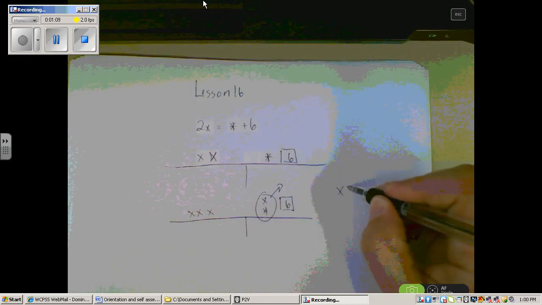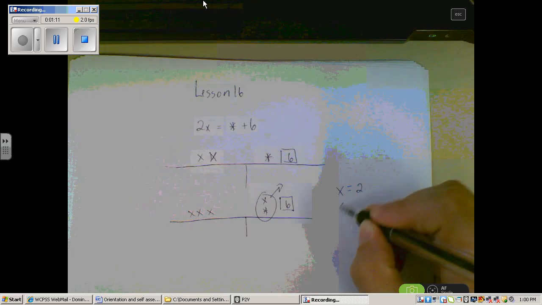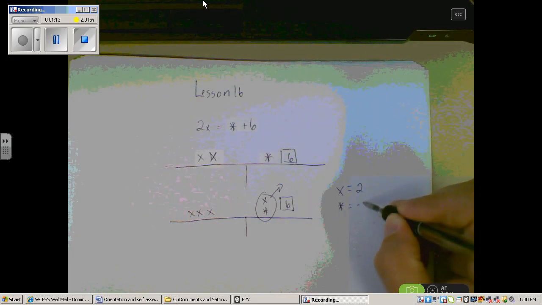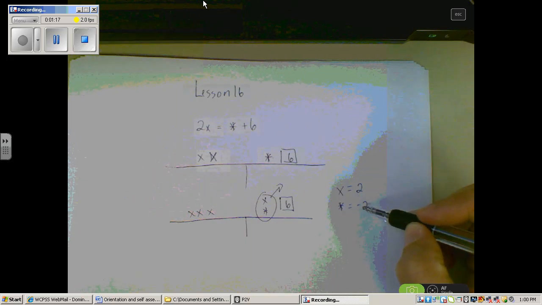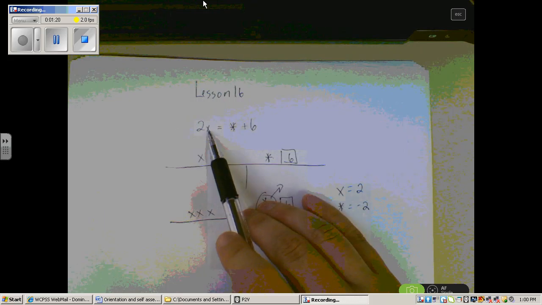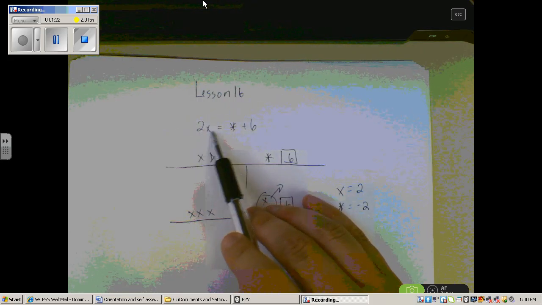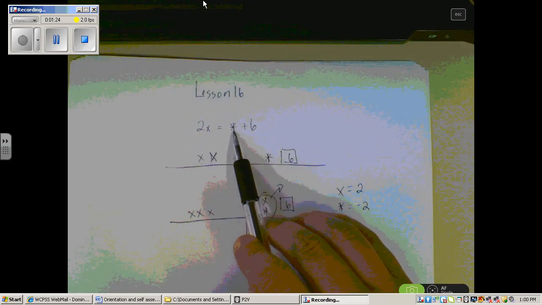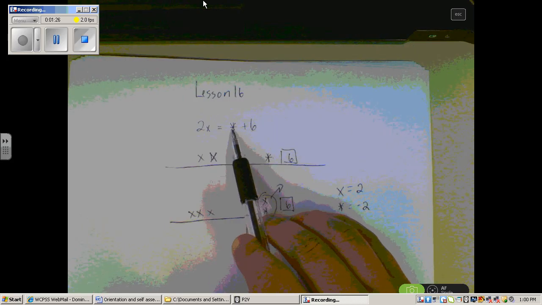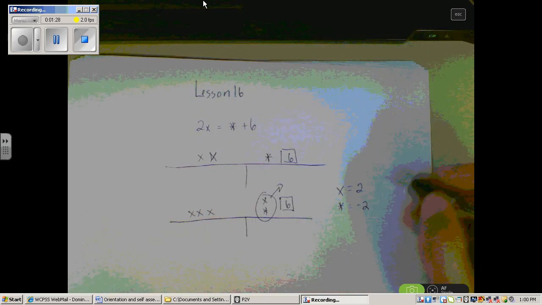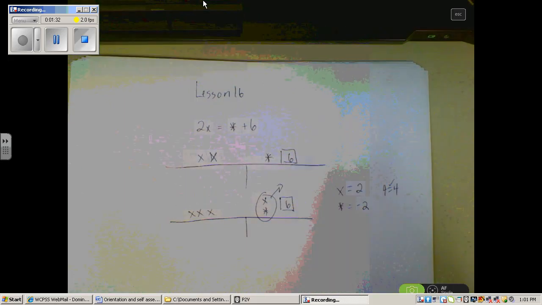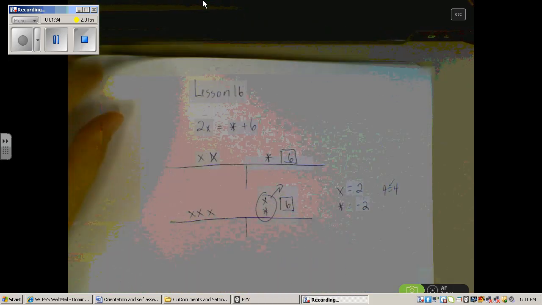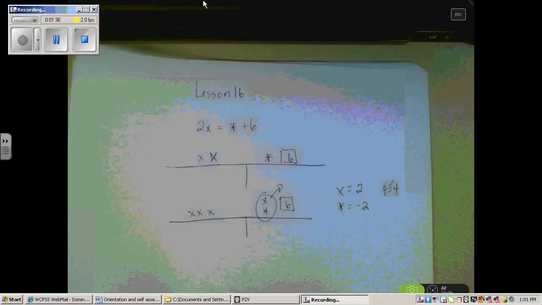So x equals 2, star equals negative 2. And to check, I plug these back into my original equation. X is 2, so 2 times 2 is 4. Star is negative 2, and negative 2 plus 6 is 4. And yes, 4 equals 4. So that was a pretty basic problem. Let's try one that's a little more challenging.